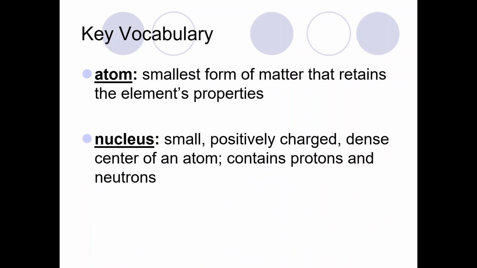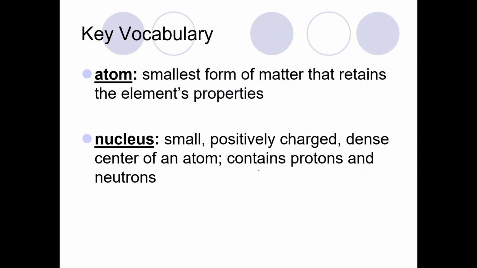We also talked about the nucleus. We looked at the gold foil experiment and how Rutherford discovered the presence of a small, dense, positively charged nucleus. And so, of course, that is where the protons exist. And we now know, based on the work of Chadwick, that this is also where the neutrons exist. And we'll talk about the difference between protons and neutrons here in a little bit.